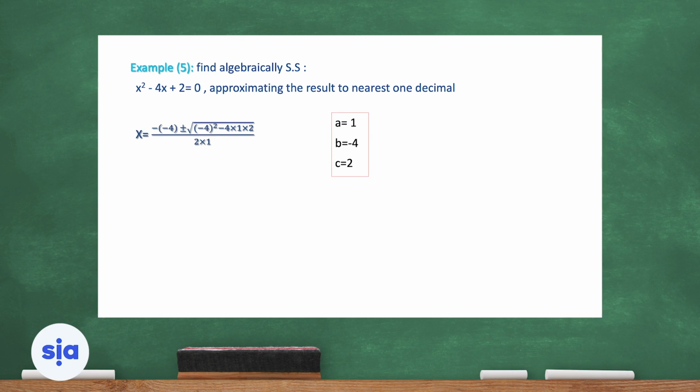If I put it in the quadratic formula, x equals minus negative 4, positive or negative, square root, negative 4 all squared, and don't forget to put the negative 4 between brackets, minus 4 times 1 times 2, all over 2 times 1. If you do it with your calculator, x equals 3.4 and x equals 0.6. How to do it with the calculator? We do it once with a plus sign in the middle and once with a minus sign in the middle. So the solution set in here is 3.4 and 0.6.